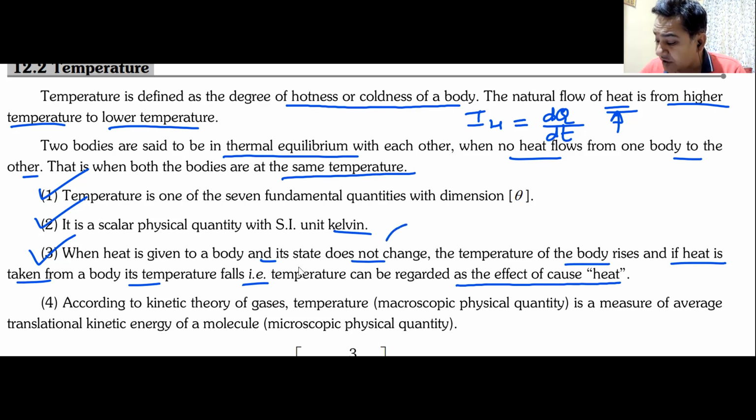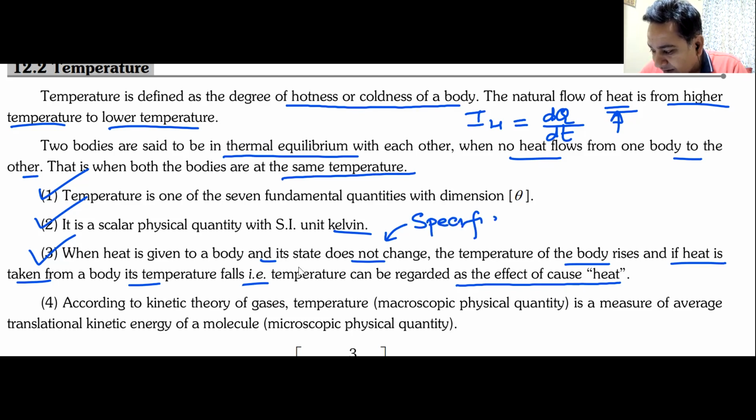Now, when the state does not change, such heat is known as specific heat. Have you heard the word specific heat? We will be encountering this term very soon. Have you heard the term specific heat? Yes, sir. And when the state changes, the heat given or taken or absorbed in that process is known as, again, sir. When you are giving heat to a body and the temperature changes, we call that heat specific heat.